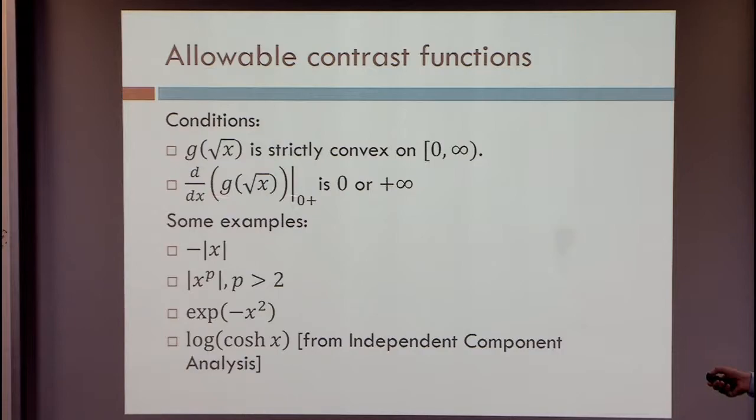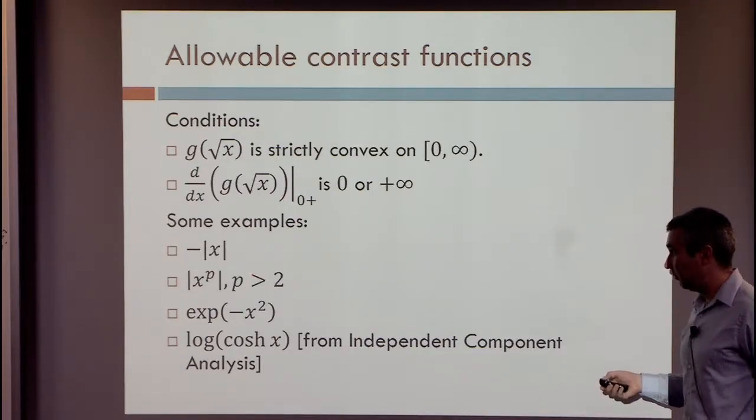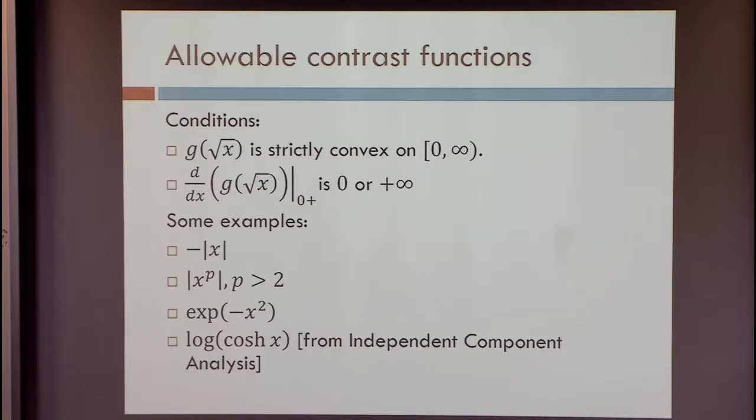And then there is a second technical condition on the behavior of the derivative at the origin. Here are examples of functions that satisfy these conditions: minus the absolute value, x to the p for p greater than 2, e to the minus x squared, and the logarithm of the hyperbolic cosine. This function is one of the standard contrasts used in independent component analysis, so that's why I'm mentioning it. It's interesting that we can prove things about it in this context, because in ICA it's some sort of heuristic that works in practice, but nothing can be proven about it.